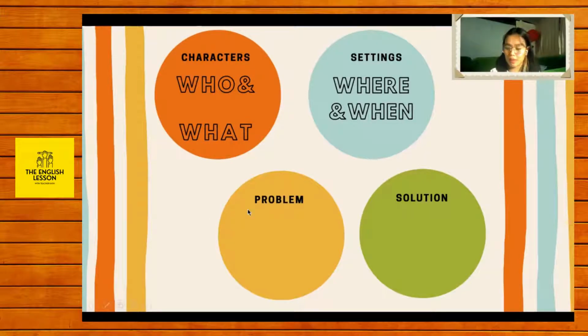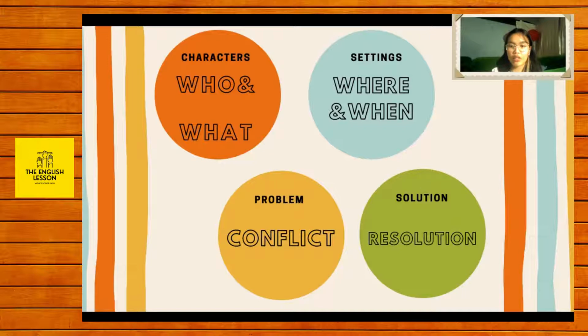Next is the problem. It is the conflict that needs to be resolved. So every story has a conflict or a problem. You should always remember that. And then the solution, which is the last element. It is the resolution. It is the solution to the problem that arises, that the main character would resolve at the end of the story.